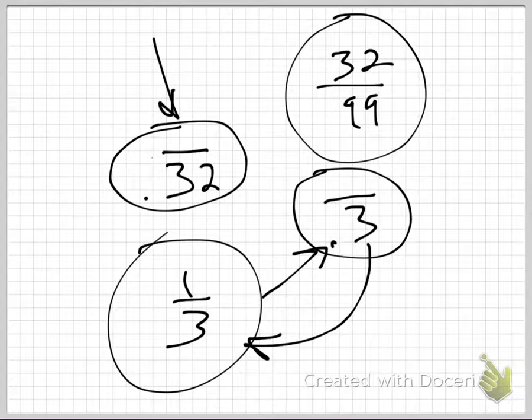Does that make sense? If you have a repeating decimal, I don't care what it is, that means you can, in fact, write it as a fraction. And if you can write it as a fraction, then the answer is a rational number. Does that make sense? Okay.